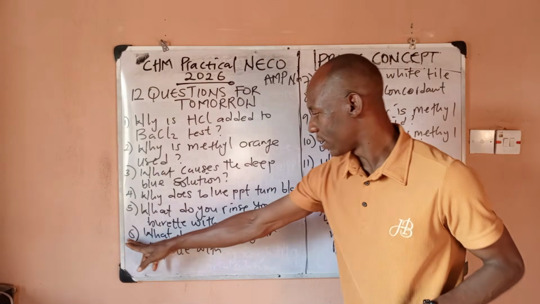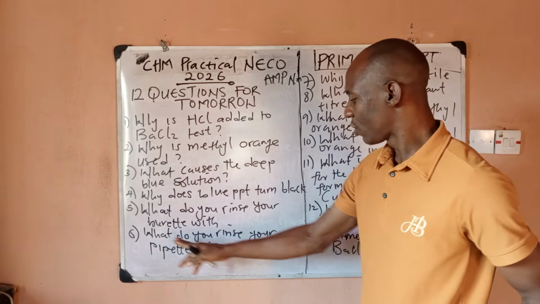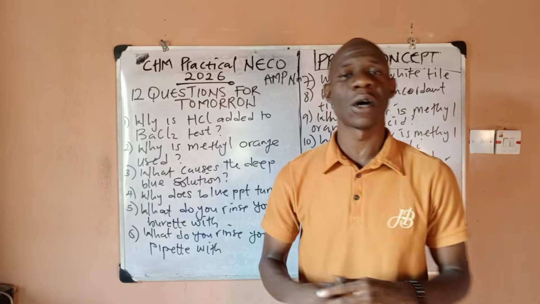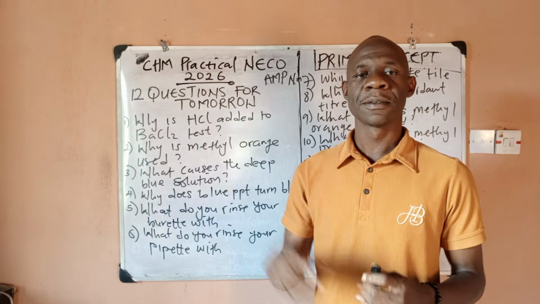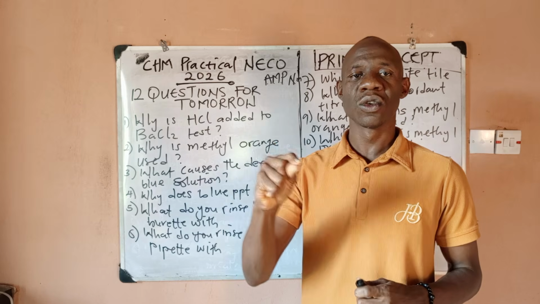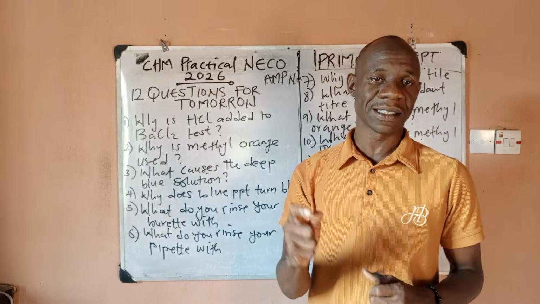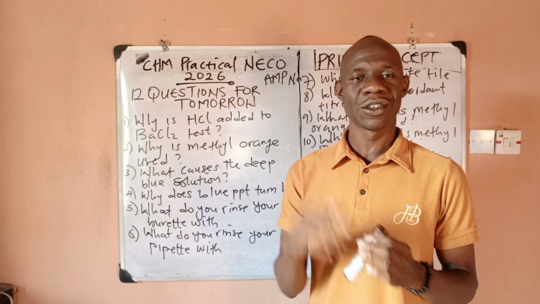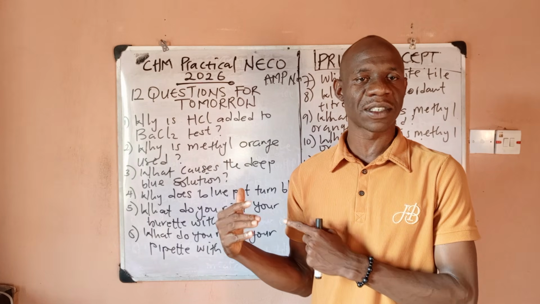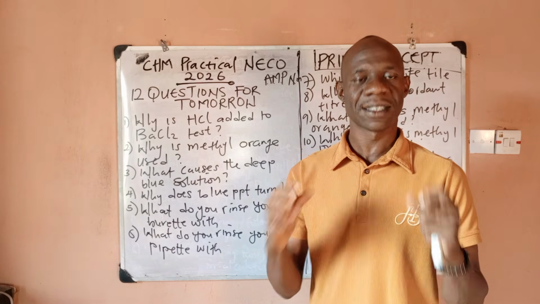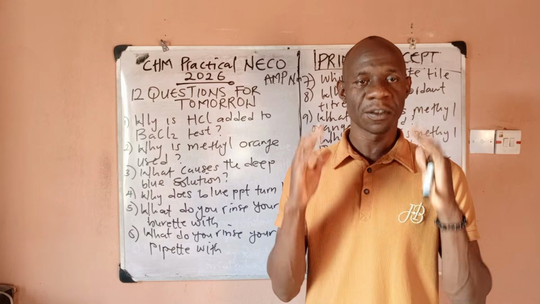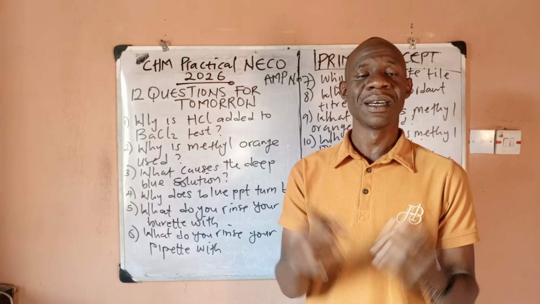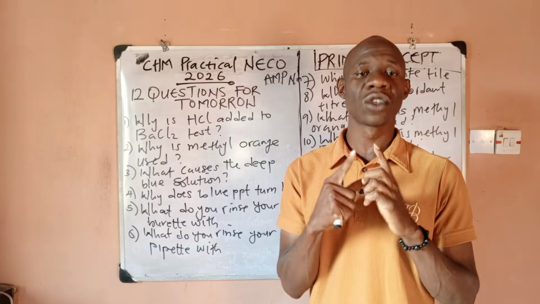Now, what is the next one? Question number 6. What do you rinse your pipette with? Similar thing is applicable to our pipette. Your pipette is also rinsed with the solution that it is going to pipette. Of course, your pipette in this case is used to collect your base, which is your sodium hydroxide. So it means that to rinse your pipette, you use what? Your base to rinse your pipette. So you would usually rinse your pipette with the solution it would contain.